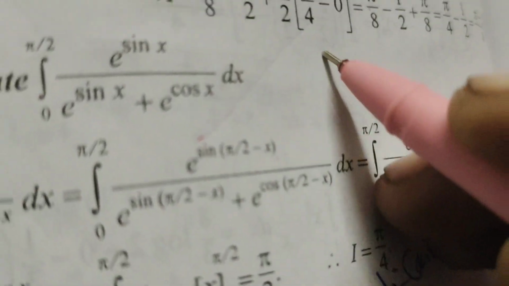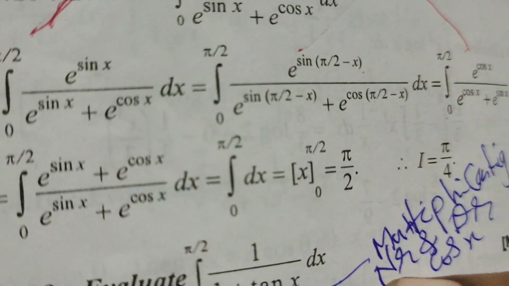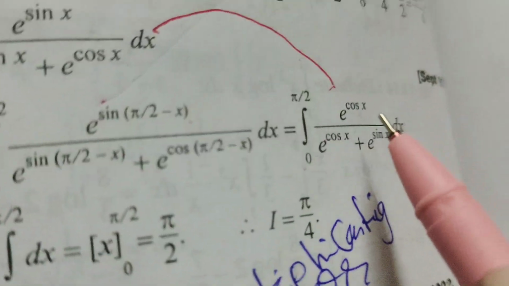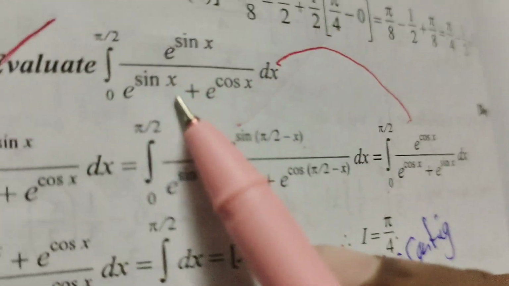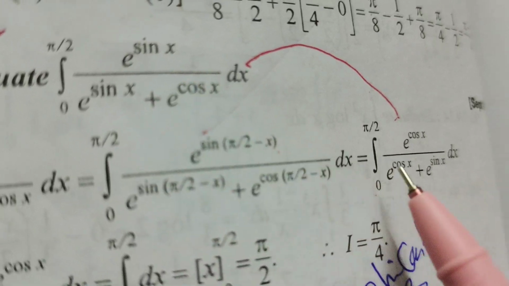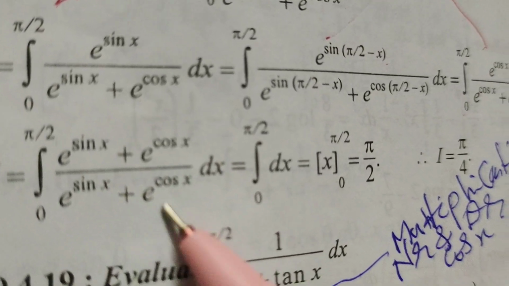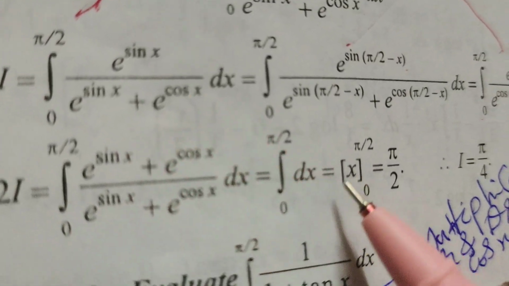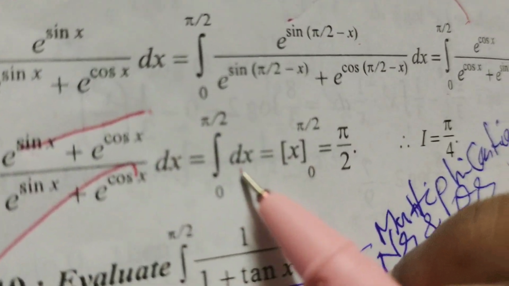Adding these two integrals, 2I equals to integral 0 to pi by 2, commonly written in this integral. Next, numerator e power sin x plus e power cos x by denominator, the common factor of the LCM here, e power sin x plus e power cos x, dx. Therefore here integral 0 to pi by 2, in these two terms cancellation, we will get dx.